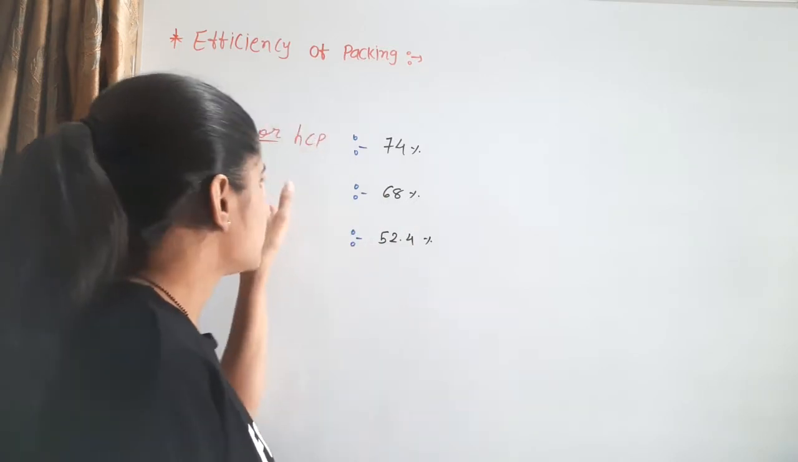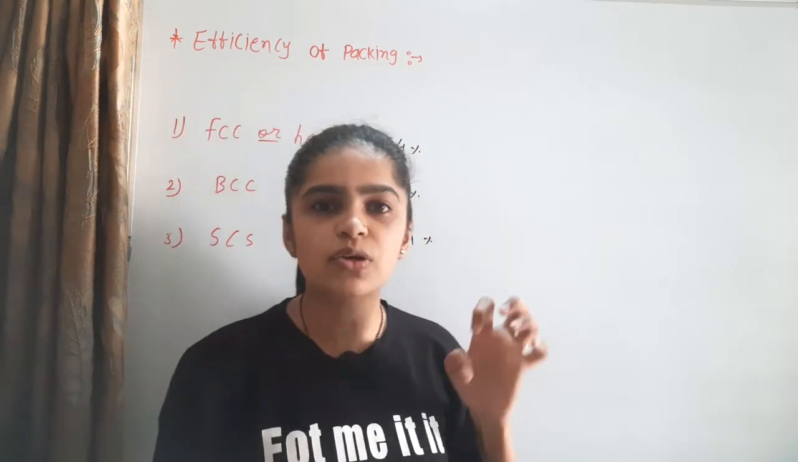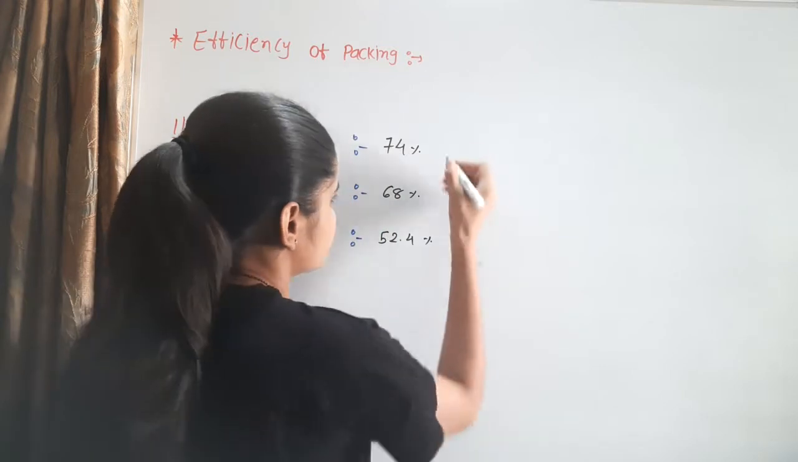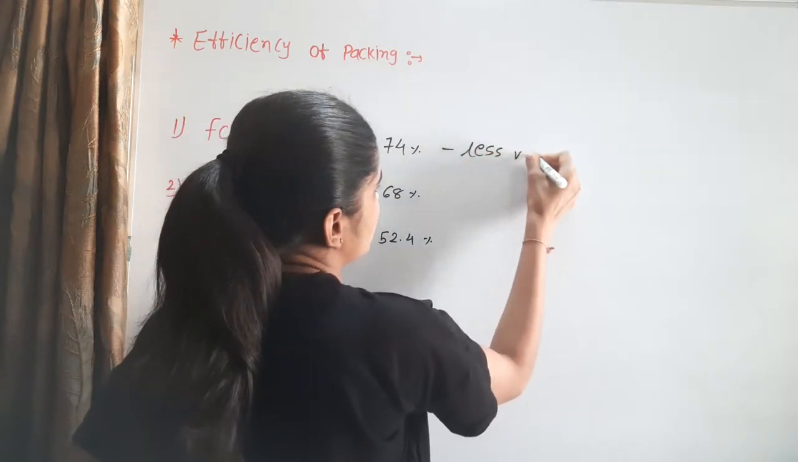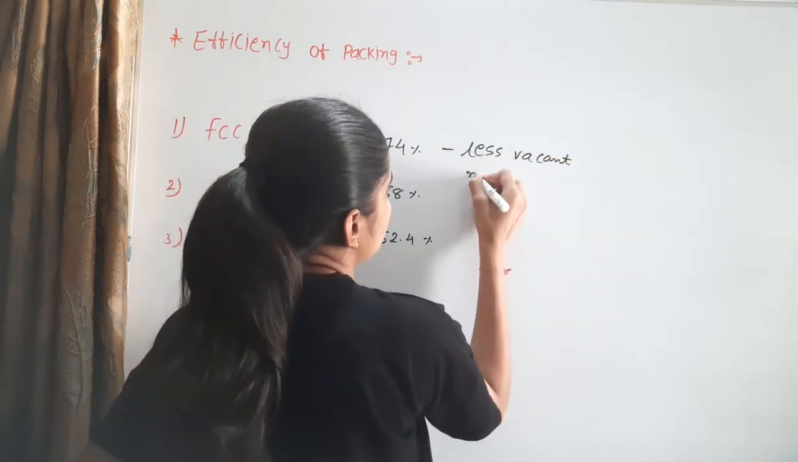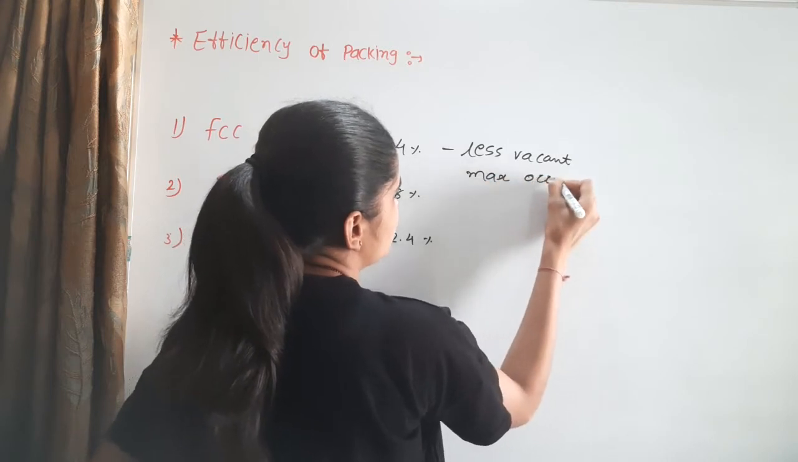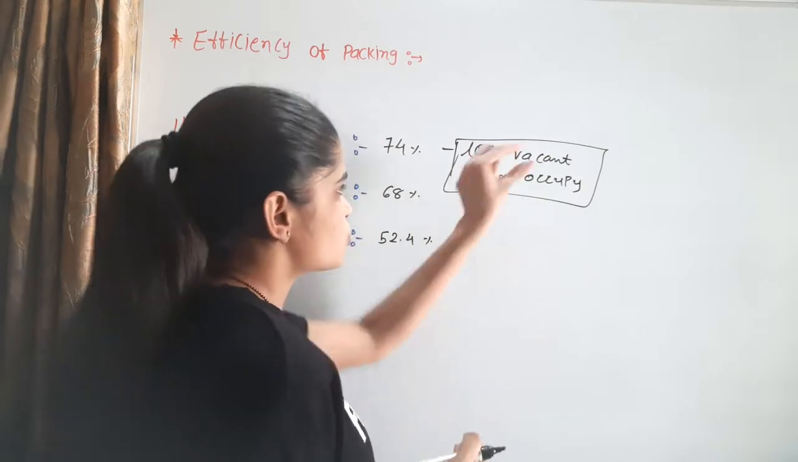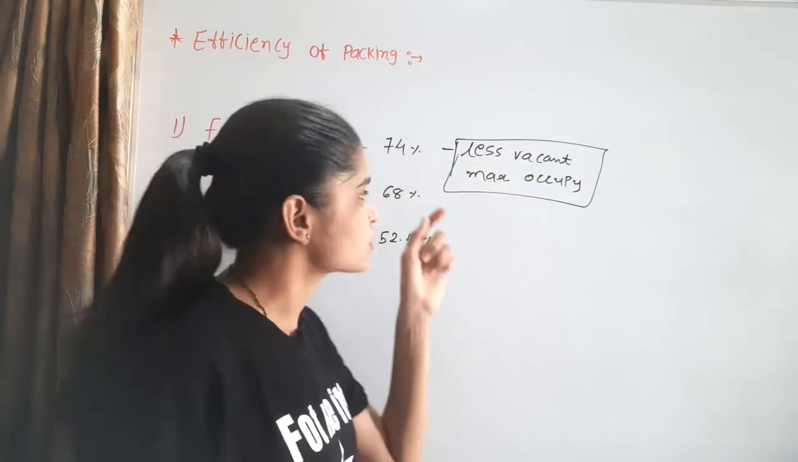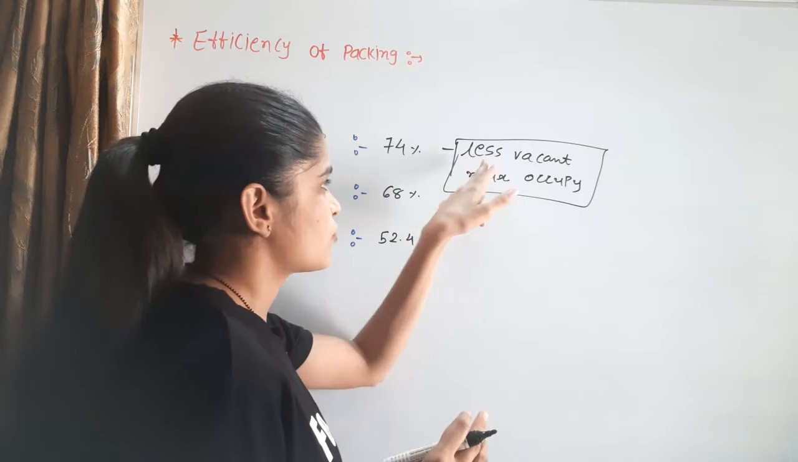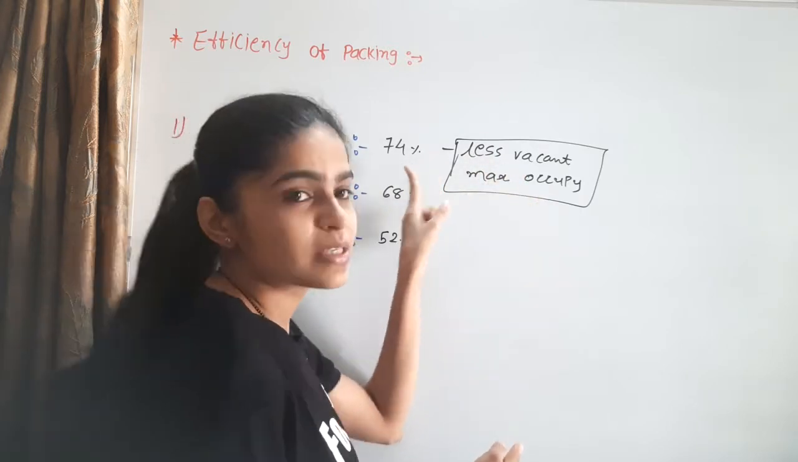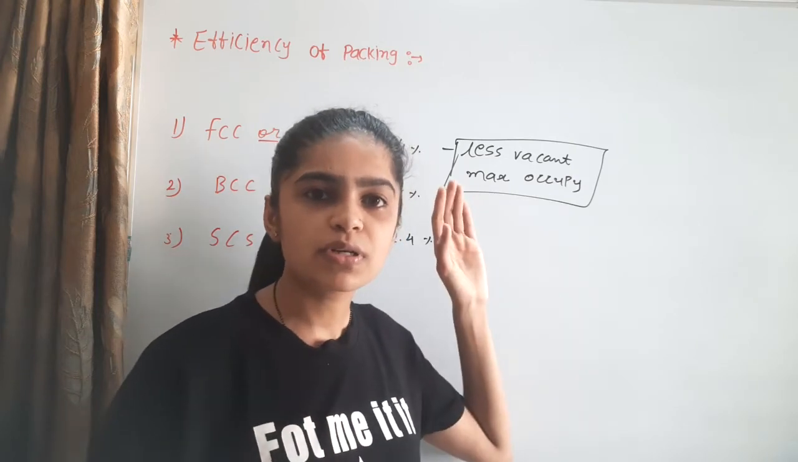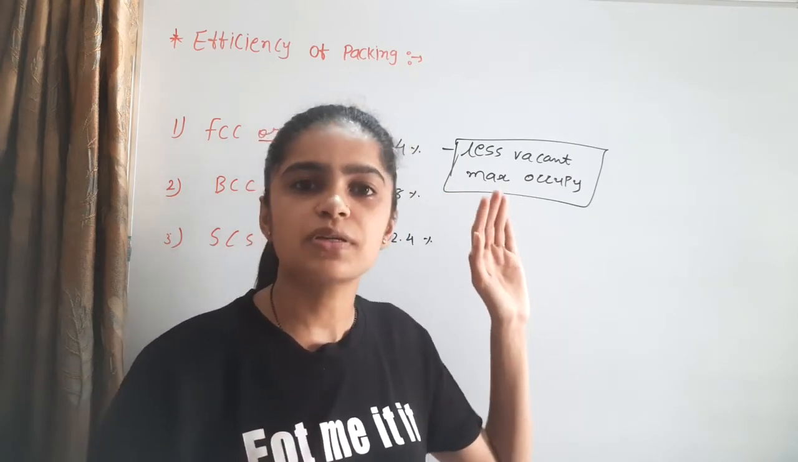Because in the FCC structure the particles are very close, its coordination number increases and it has less vacant space and maximum occupied space. When these two things are applied to each structure, its efficiency is found out. First, less vacant and maximum occupied. For example, out of 100%, 74% is occupied and 26% is vacant.